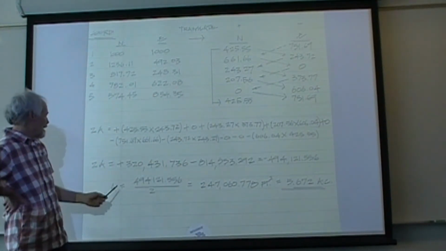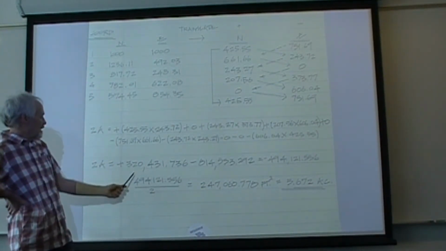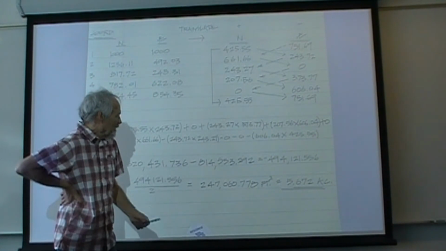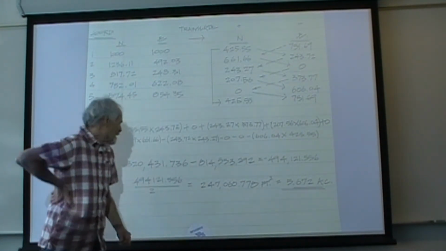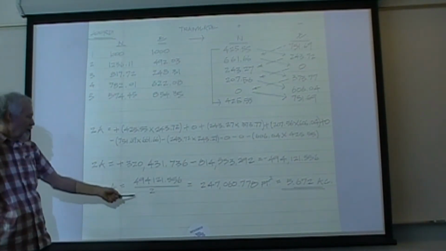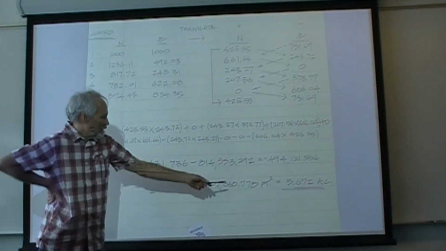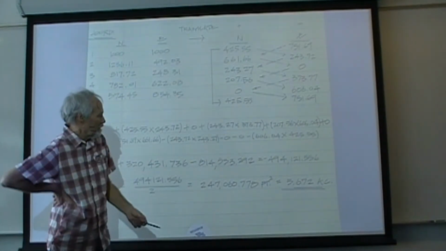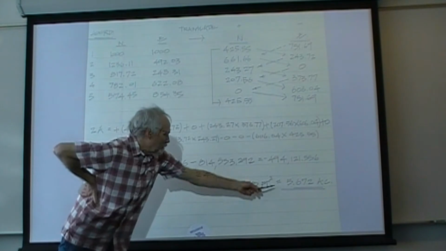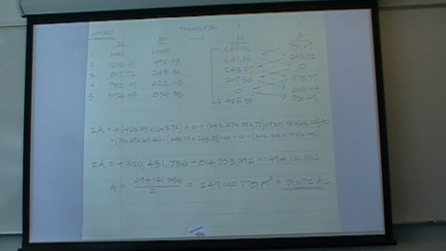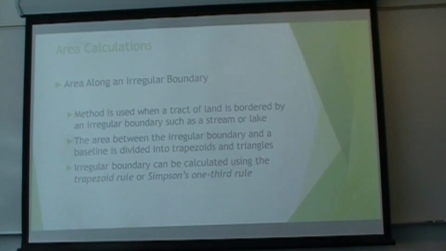And then when I get done, I'm going to add the sum of the positive ones and the sum of the negative ones together. I get an ultimate answer there, which I have to divide by 2 again, get my square feet, and notice this actually happens to be the same parcel we looked at before, but we get the 5.672 acres.